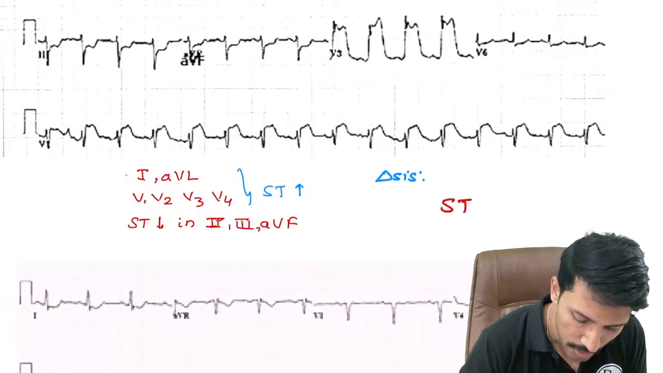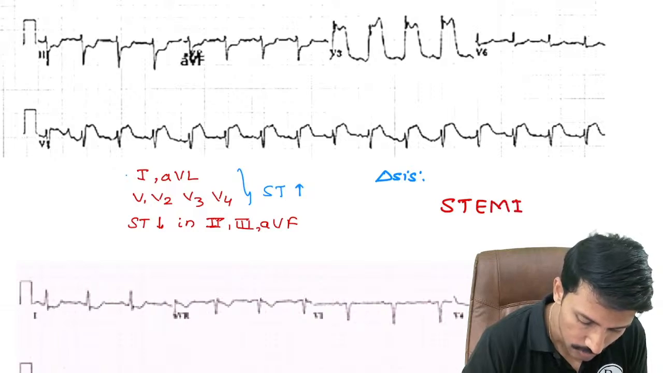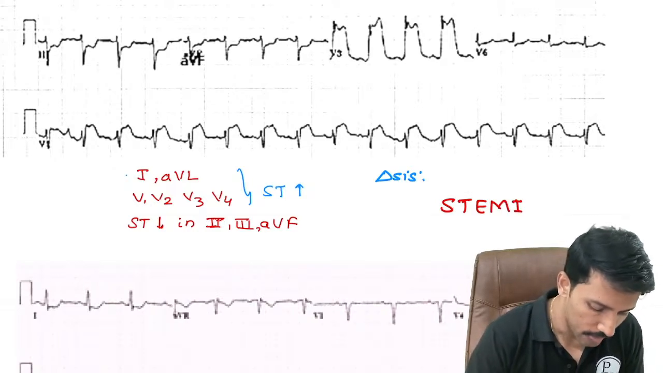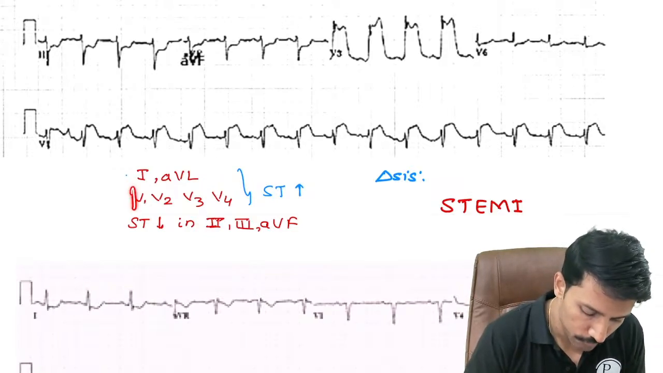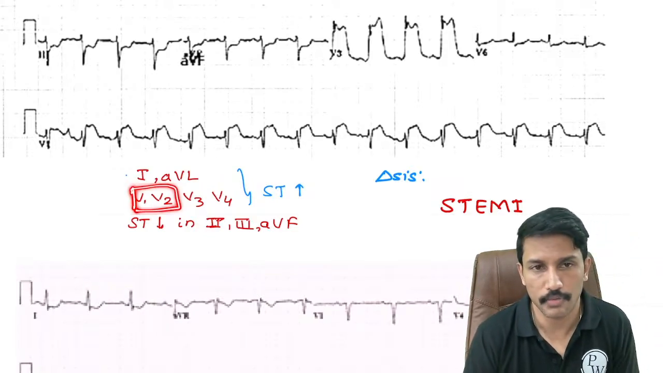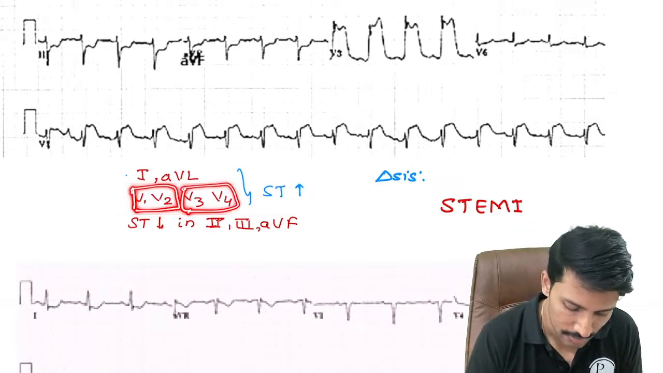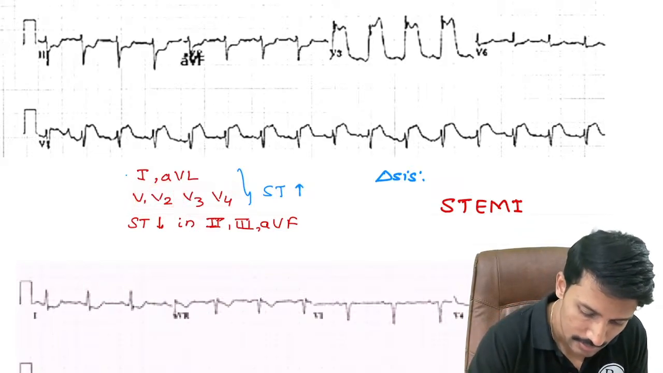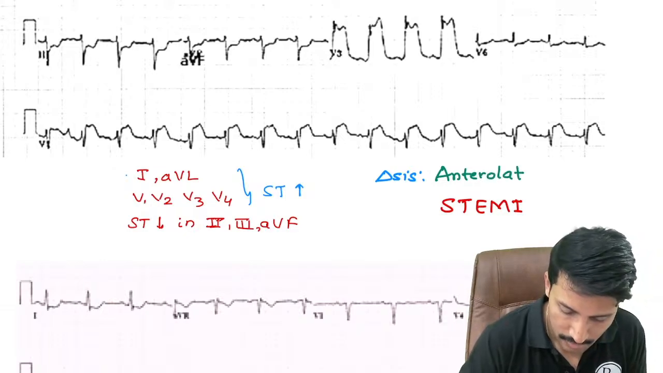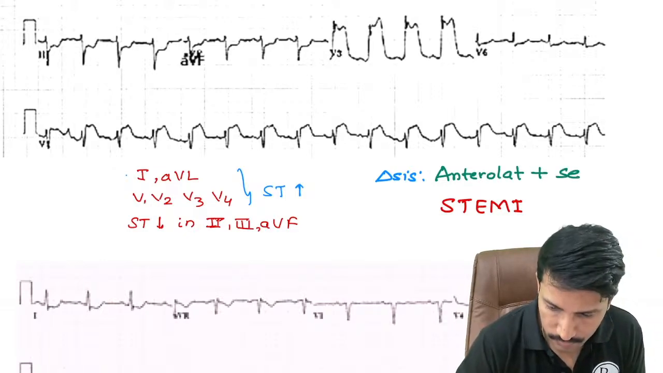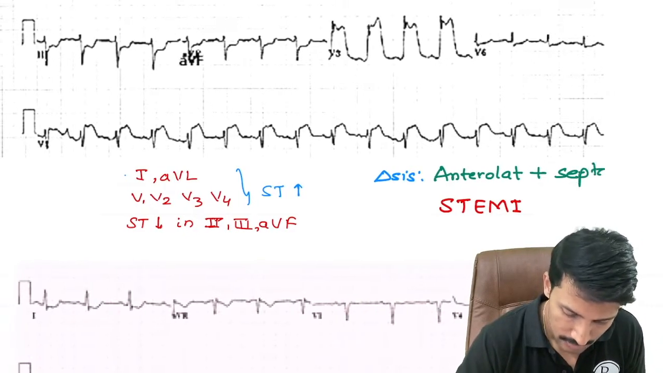So now, STEMI we recognized. The question is which part of the heart is affected? 1 and AVL are for the lateral wall. Therefore, there is lateral MI. V1, V2 are for the interventricular septum. V3, V4 are for the anterior wall. So let me call it anterolateral plus septal MI.